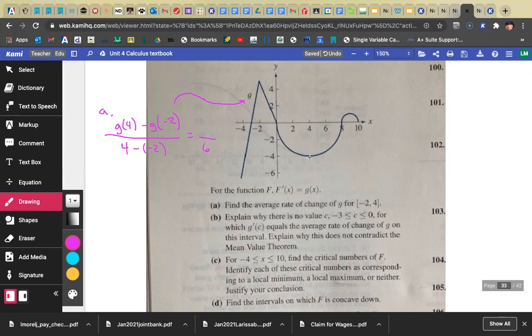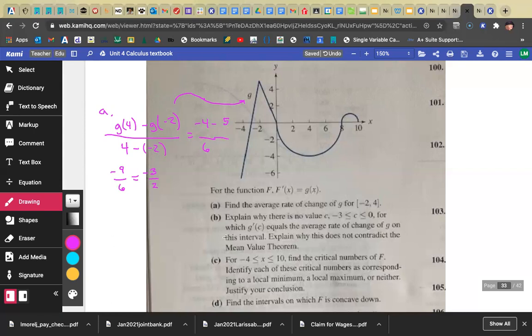So let's find g at 4. G of 4 right here is -4. And then g at -2, it's hard to see, but I'm going to say that that's 5. They really should have it marked, but I'm going to say it's 5. So that looks to be -9 over 6, which simplifies to -3 over 2. So that is the average rate of change from -2 to 4. No units involved, so I don't have to worry about that. So that was part A, pretty easy.